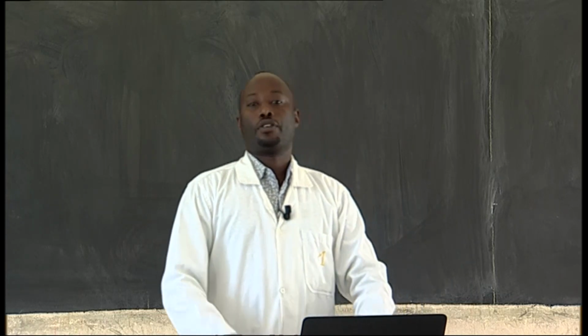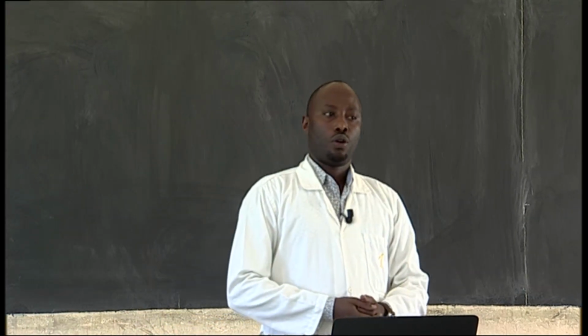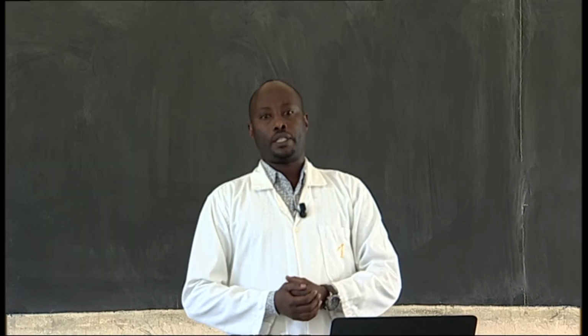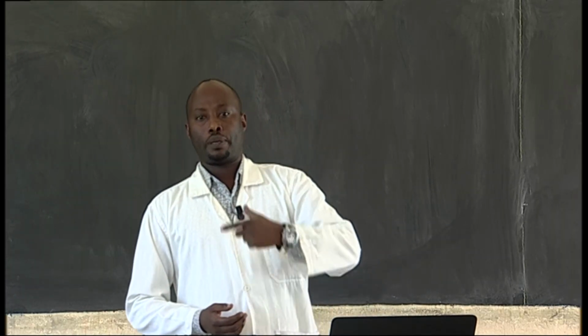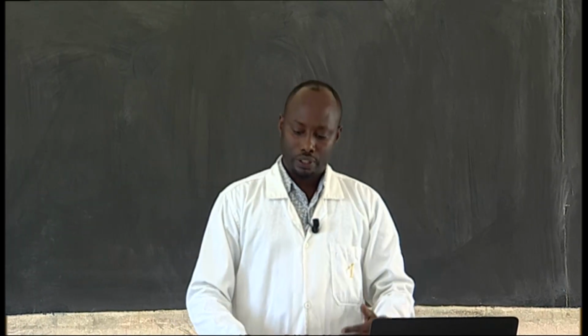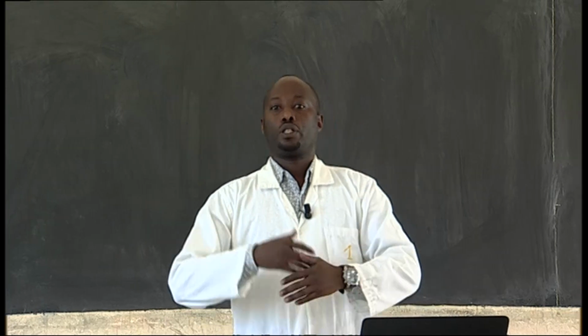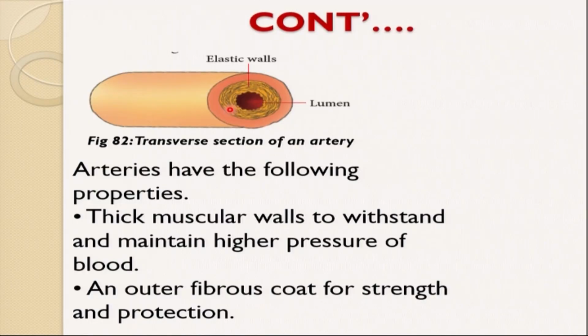Arteries have the following properties. There are a number of properties possessed by the arteries. We have to discuss those properties that indicate this blood vessel is an artery. I will give you a small time to think about it, and eventually we're going to discuss it in detail. What are the major properties and characteristics that characterize the structure of an artery?